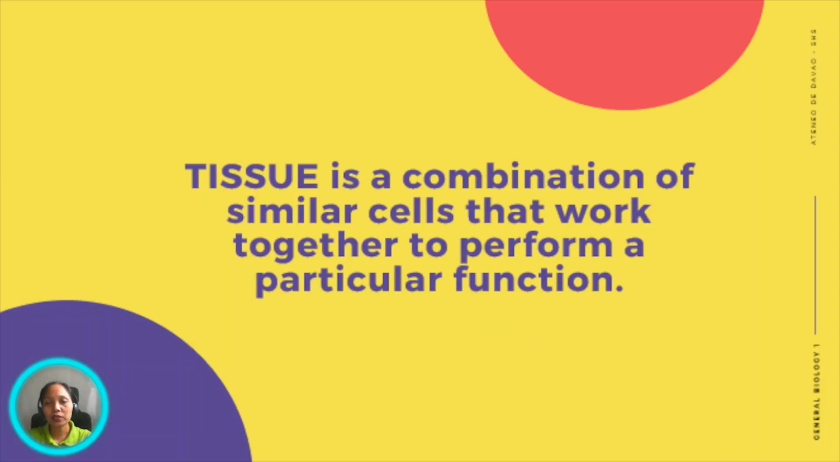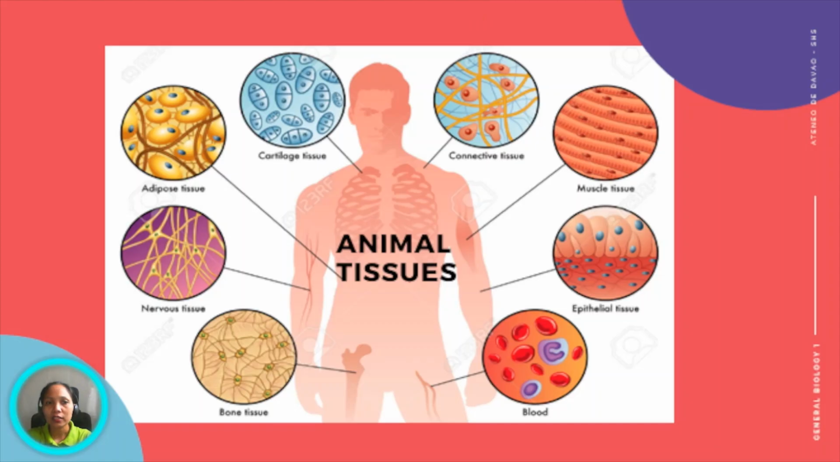Tissue is a combination of similar cells that work together to perform a particular function. Tissue is at the fifth level in the hierarchy of biological organization. Today you will learn about animal tissues.